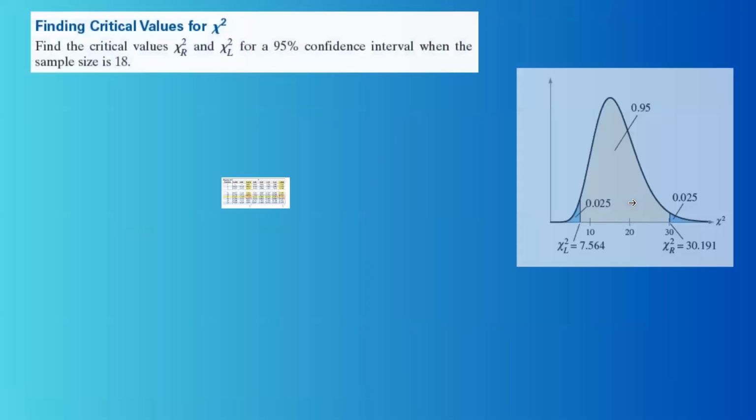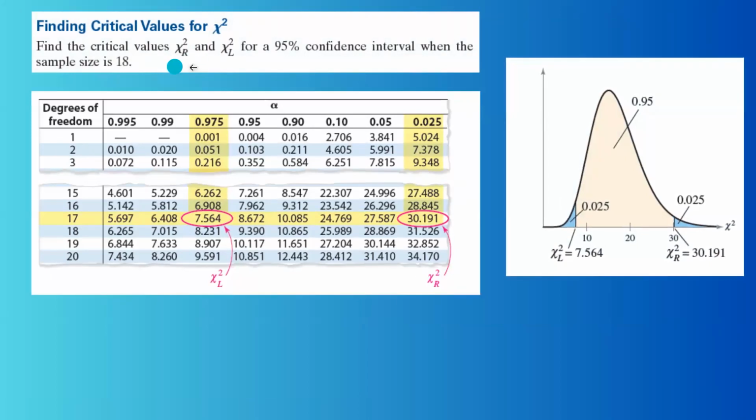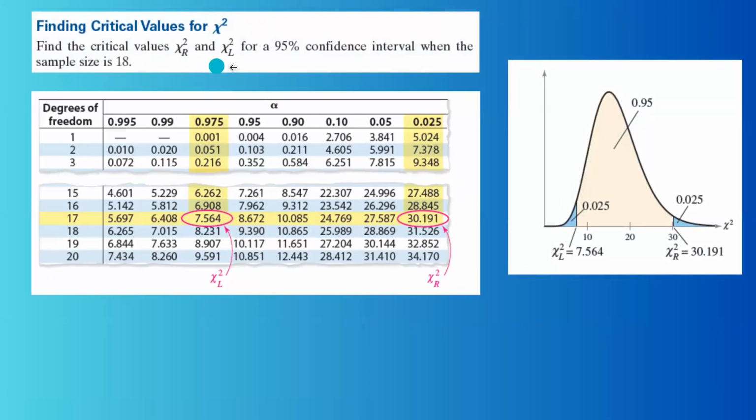So let's see how we use this to find the critical values to the left and to the right for a 95% confidence interval. So the confidence interval is 95%. It means that the area on the left and on the right are both 0.025. 100% minus 95% gives you 5%. 5% divided by 2 gives you 0.025. You can use a table or you can use a calculator to find these two numerical values.